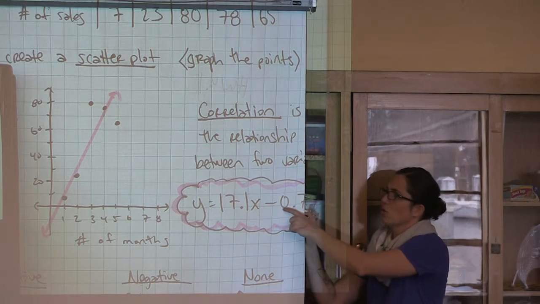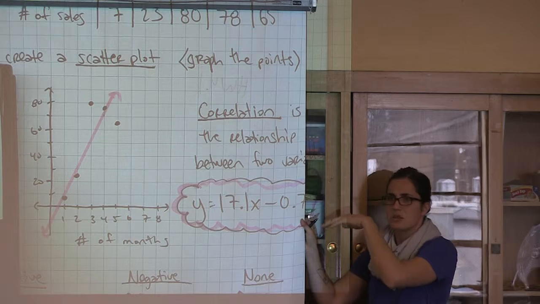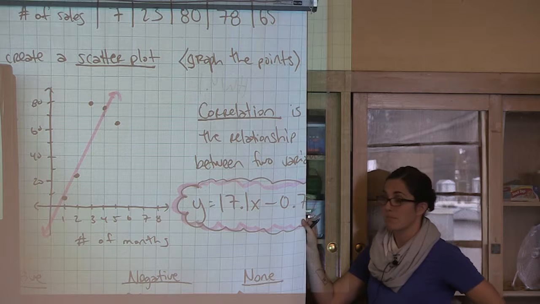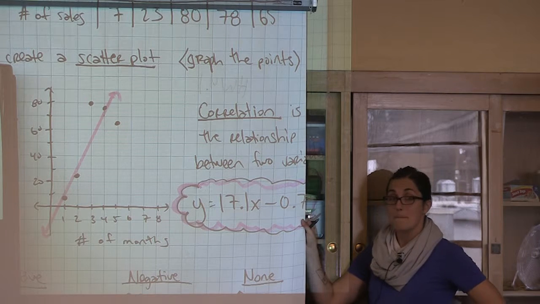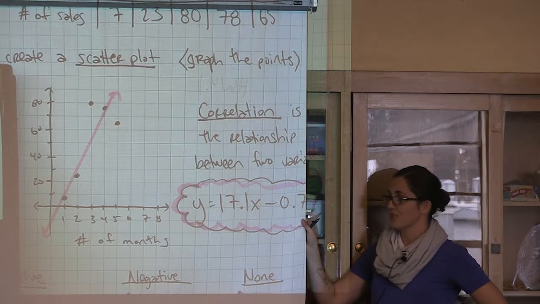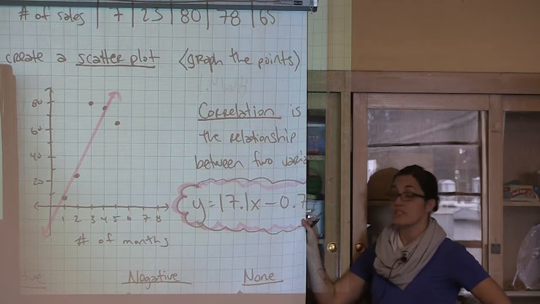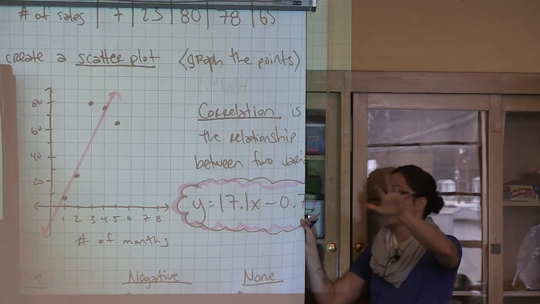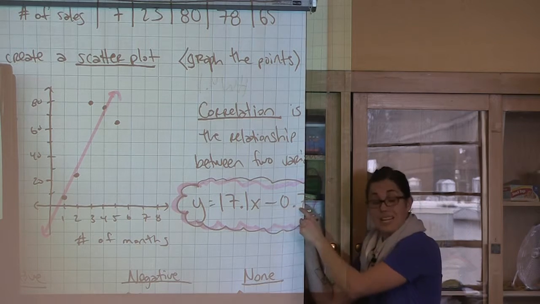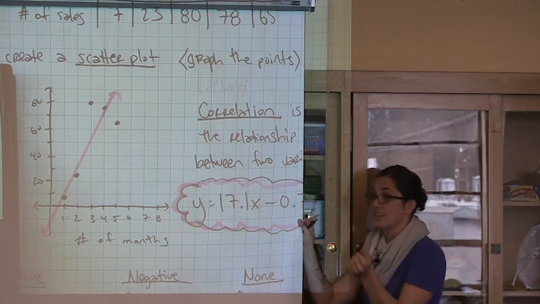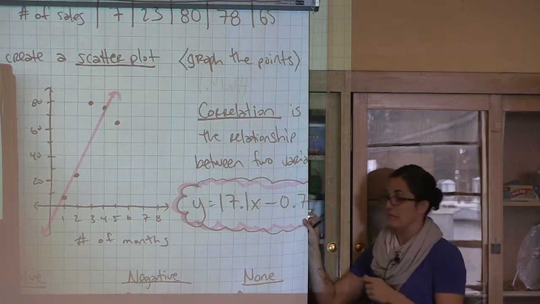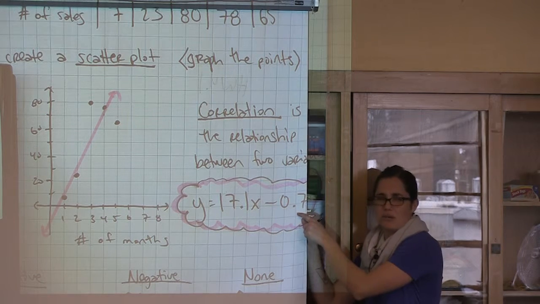When x is 0, what is y? What does y represent in this situation? A number. A point. A line. Yes, it's a line, but what else? Number of sales. Okay, we're not talking about cost. We're talking about the number of sales. So this would mean the number of sales initially. How many sales do we make? Negative 0.7.